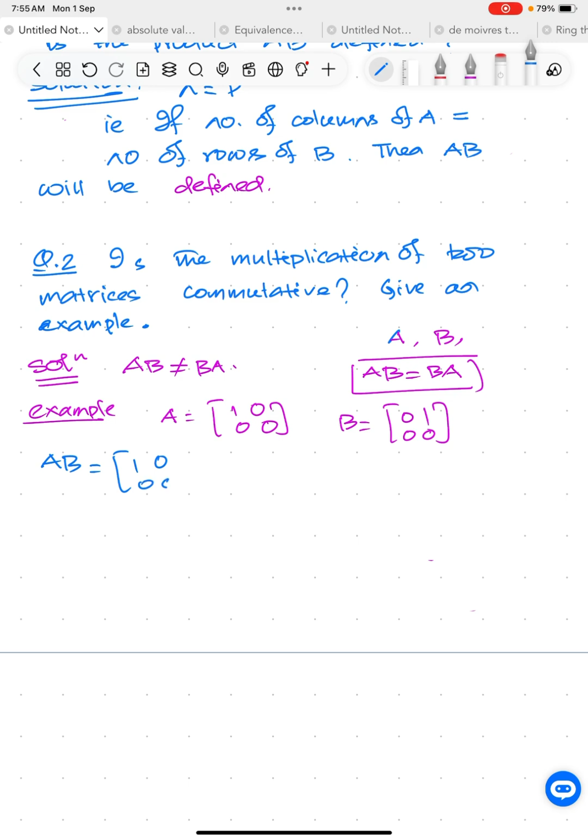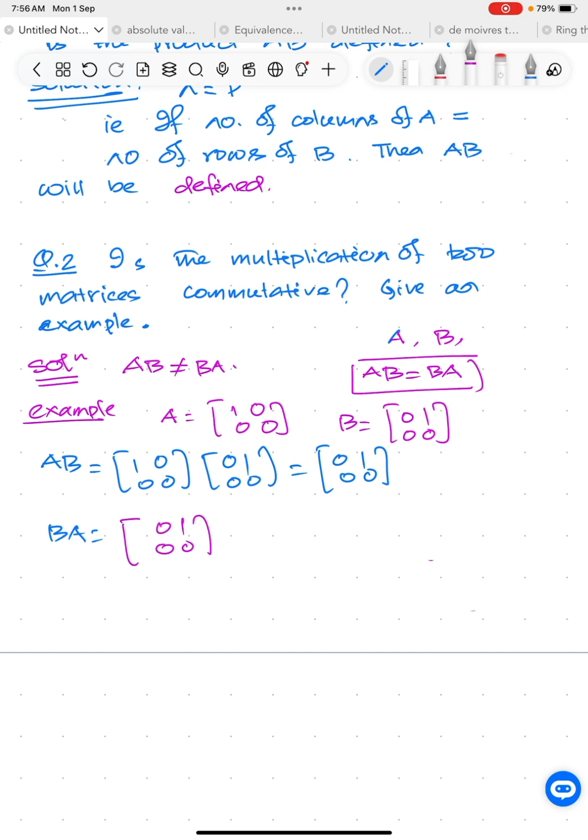So AB will be, I'm going to write the answer directly, you just calculate it. This gives 0 1 0 0. And if you compute BA, B is 0 1 0 0 and A is 1 0 0 0. After multiplying these two matrices, what we are going to have is 0 0.